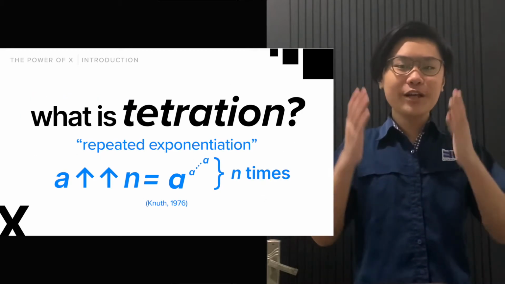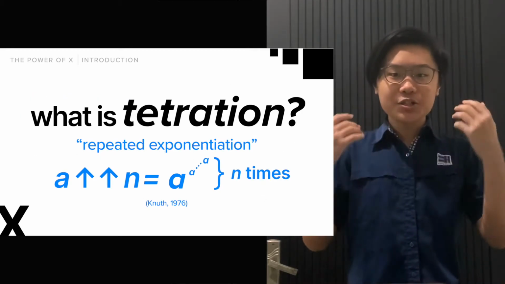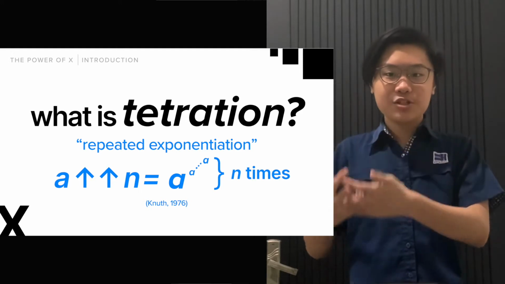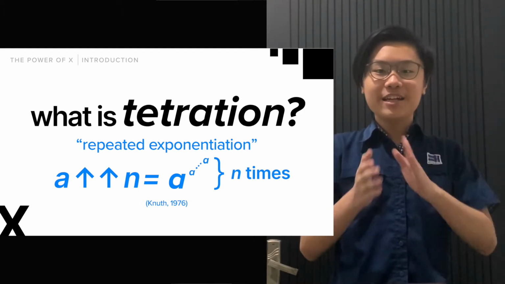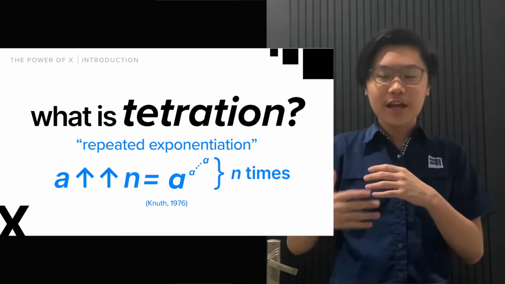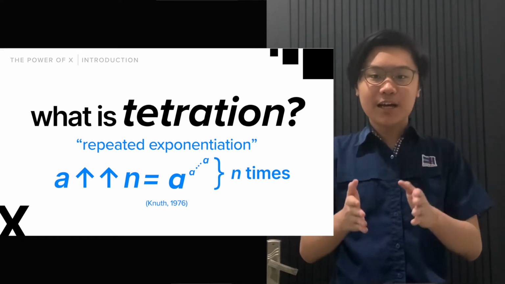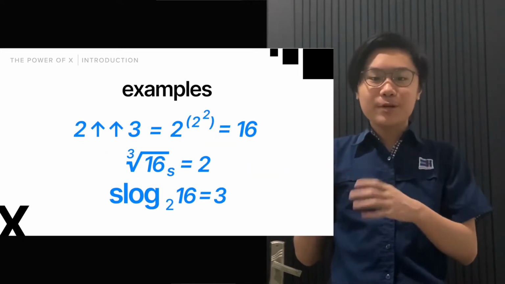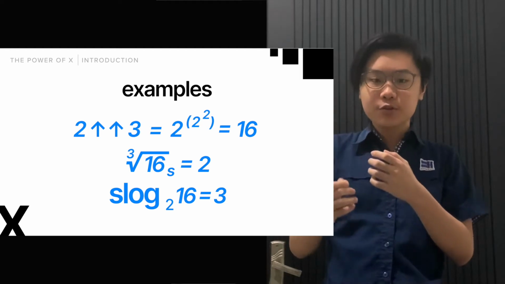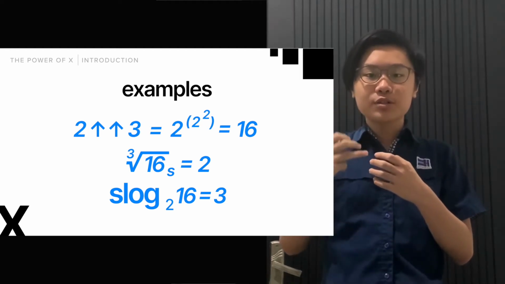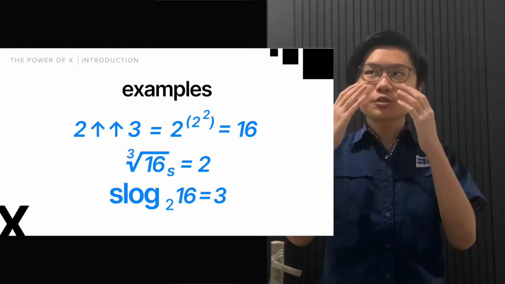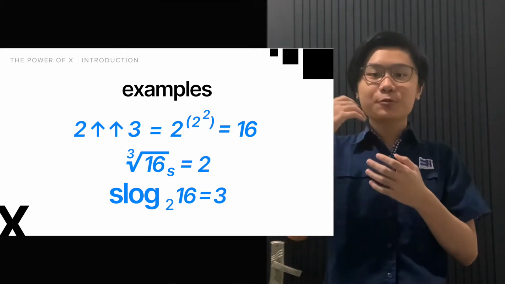So first of all, what is titration? Titration is repeated exponentiation. A double arrow n equals a to the power of a to the power of a, and so on for n times. So 2 double arrow 3 equals 2 to the power of 2, which is then put to the power of 2, which equals 2 to the power of 4 equals 16.